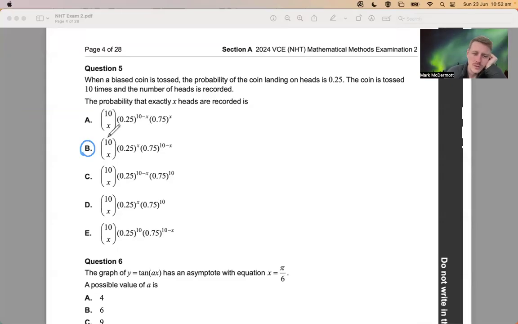The first part says there are 10 choose X ways to get X heads when you flip a coin 10 times. The probability of success is 0.25, and you want X successes, because that's the 0.25 probability of getting heads. Then that must mean you had a 0.75 chance of getting however many other outcomes there were, which is 10 minus X. So I think that is the correct answer. All the other ones are no good.